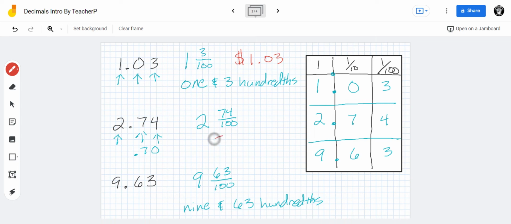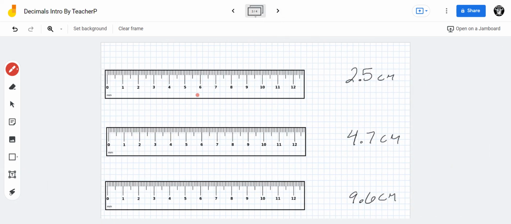And this next one would be like having $2.74. And finally, this last one here would be like having $9.63. And so that's another way to look at it and to understand it. So that's what decimals are. Wow, now where can we figure out more about decimals?